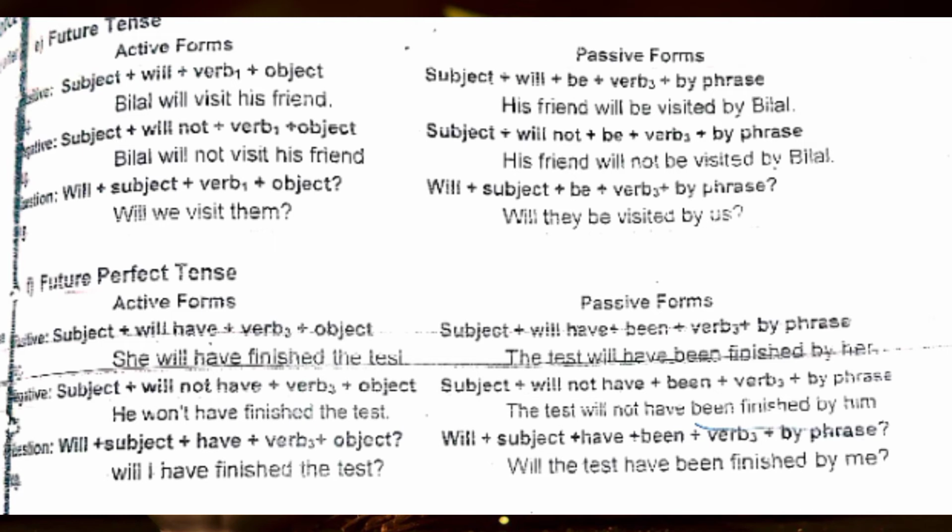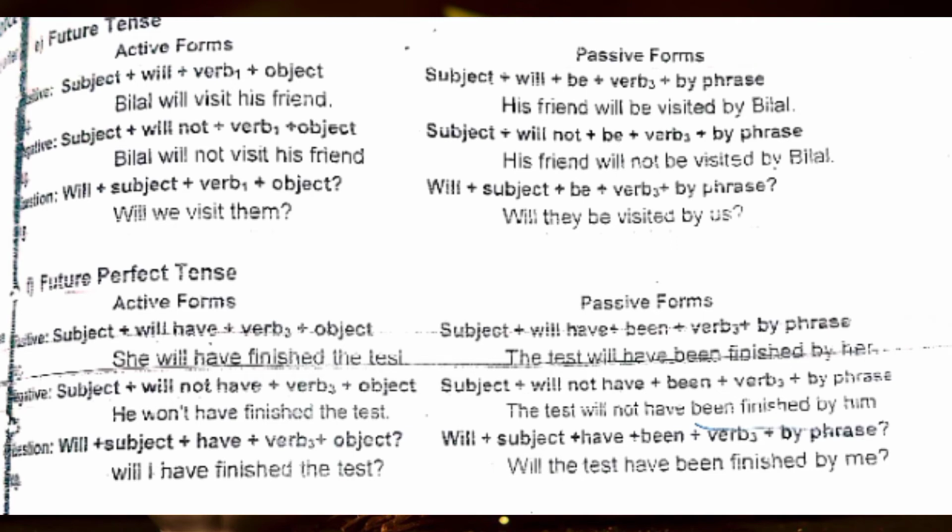Then we have the future perfect tense. Positive example, she will have finished the test. Passive sentence, the test will have been finished by her. Negative, he won't have finished the test. The test will not have been finished by him. Question sentence of future perfect tense is will I have finished the test? Passive is will the test have been finished by me?